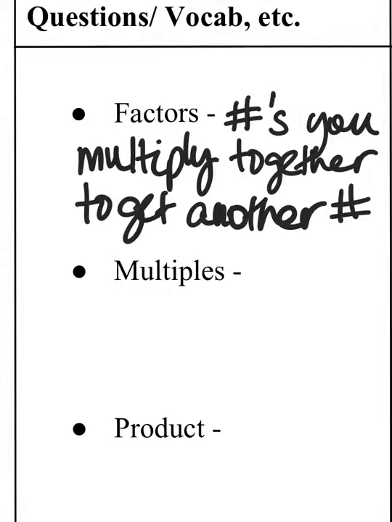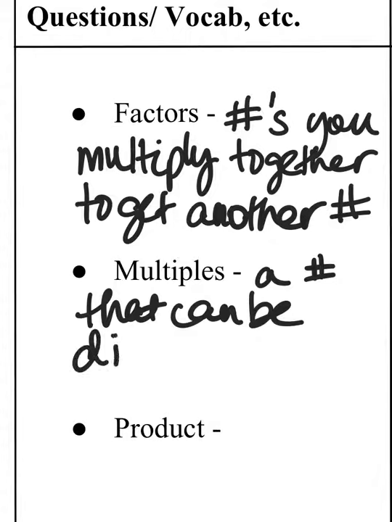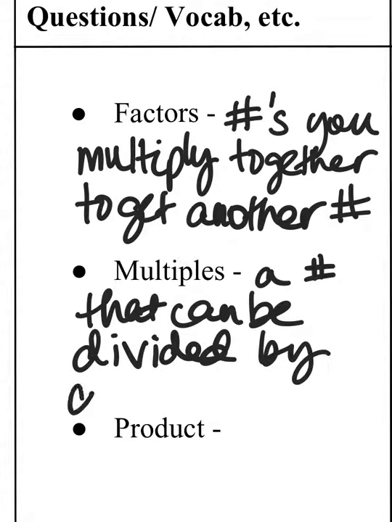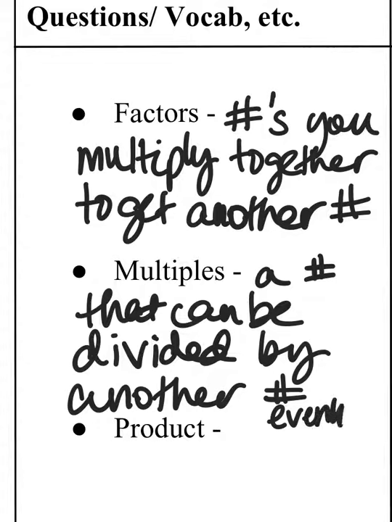Okay? All right, multiples. What's a multiple? A multiple is a number that can be divided by another number. Okay? And let's put in here evenly, meaning it has no remainder. Okay?